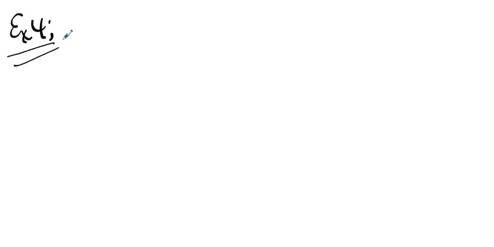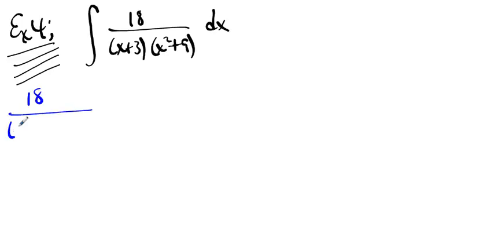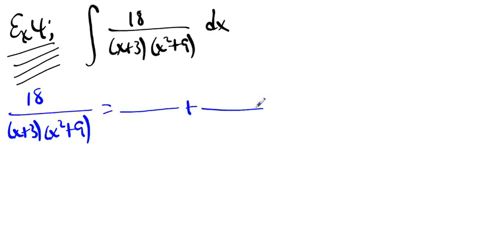The other thing to think about is, what do you do with this scenario? 18 over x plus 3 times x squared plus 9. What do you do with that? Because I know what you're thinking. You're thinking, this is already factored, so I should be able to come up with two proper fractions whose denominators are this thing and this thing.